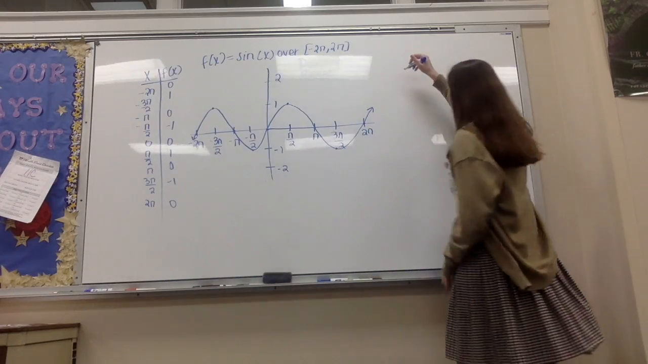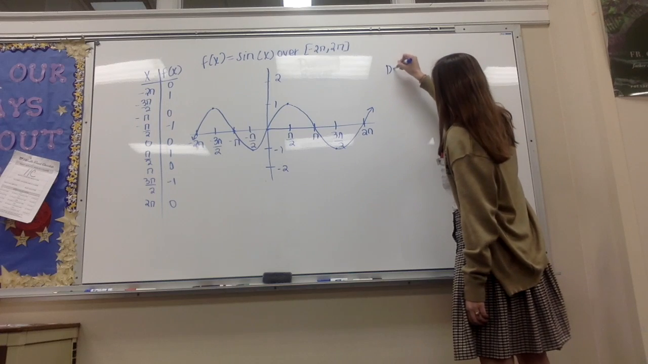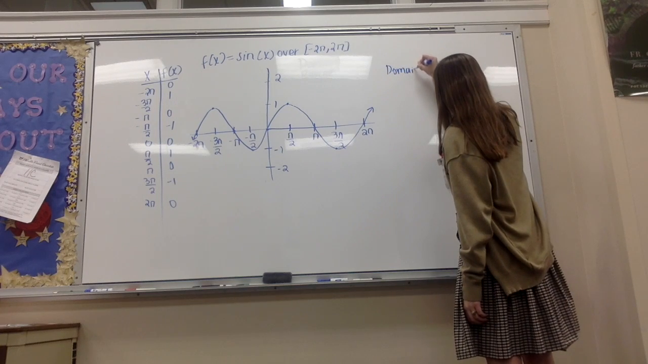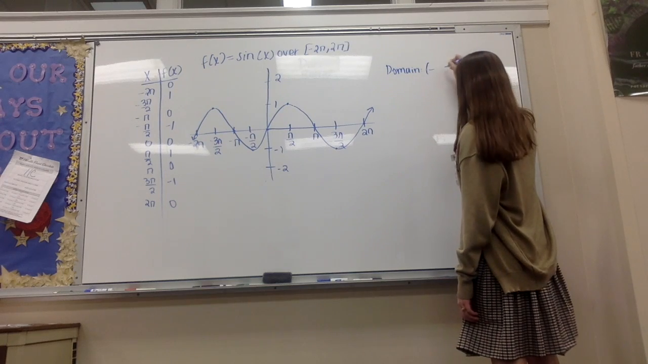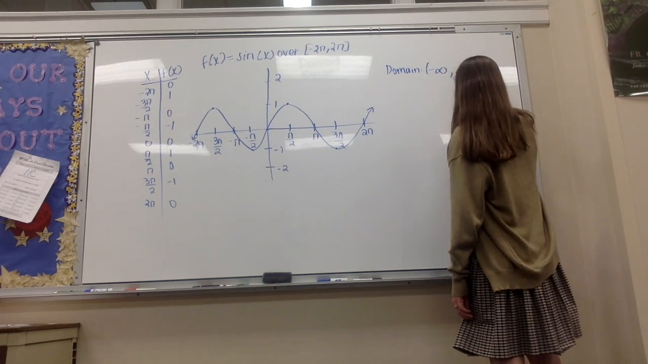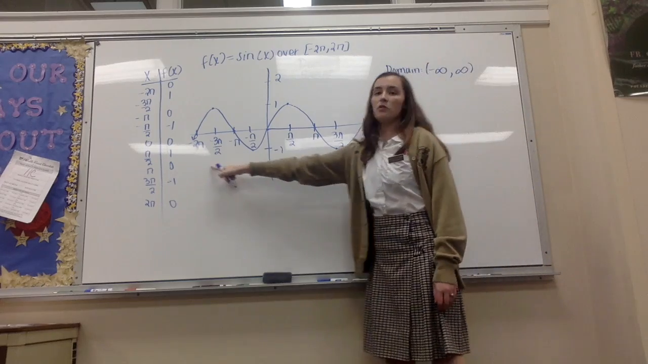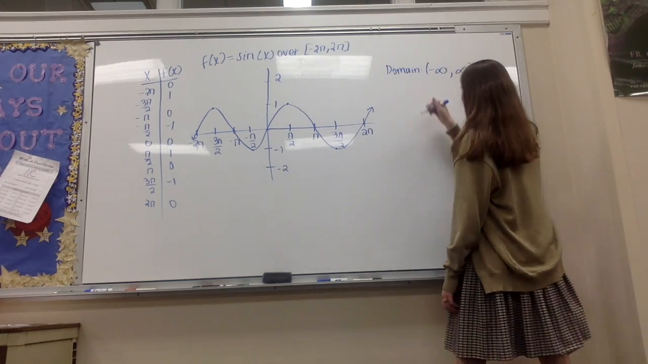So now we're going to move on to our characteristics. So for this graph, your domain is going to be all real numbers, so -infinity to positive infinity because you have arrows extending both ways on the x-axis.